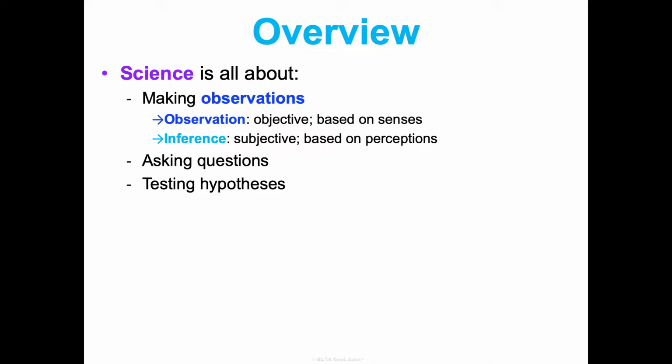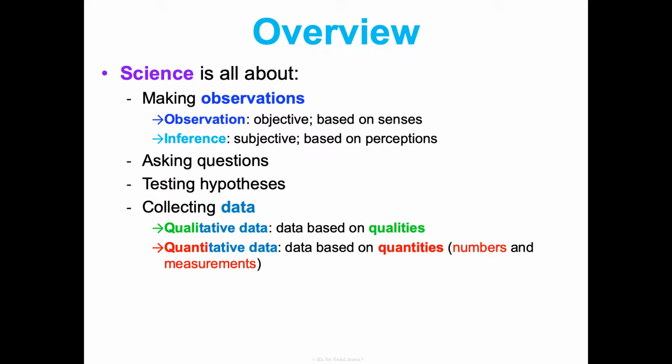and it leads us then, once we design this experiment, to need to collect some data. And data can be either qualitative or quantitative, and both are good. We would like to collect as much data as possible to help see if our hypotheses are supported or not. So data, if it's qualitative, is based on qualities. And if it's quantitative, it's based on quantities or numbers and measurements.